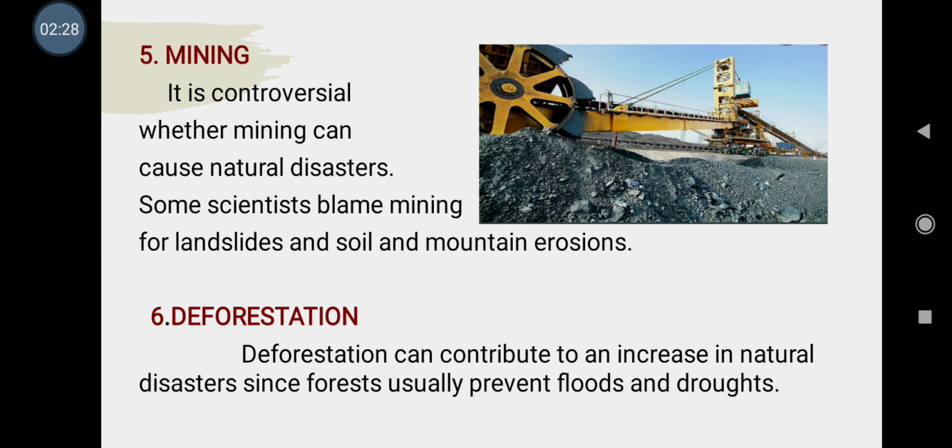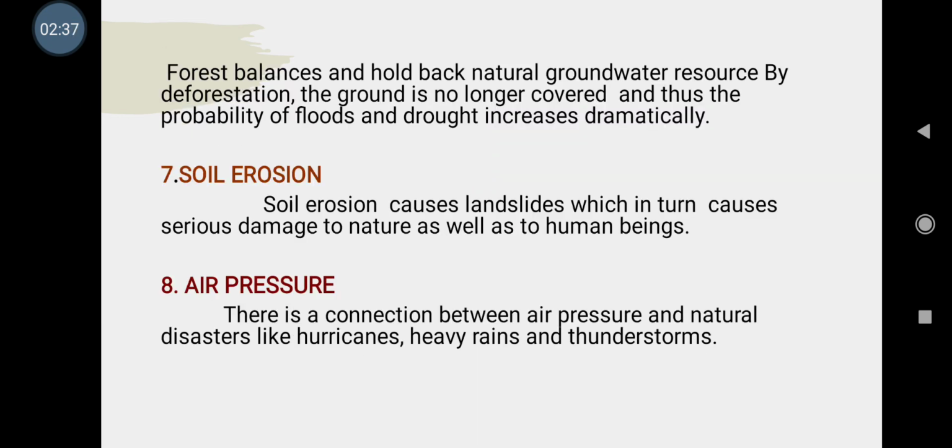Sixth, deforestation. It can contribute to natural disasters like flood and drought. As we all know, forests balance and hold back natural groundwater, and thus by deforestation, the ground is no longer covered and the probability of flood and drought increases dramatically. Seventh, soil erosion. Soil erosion causes landslides, which in turn cause damage to nature as well as human beings.